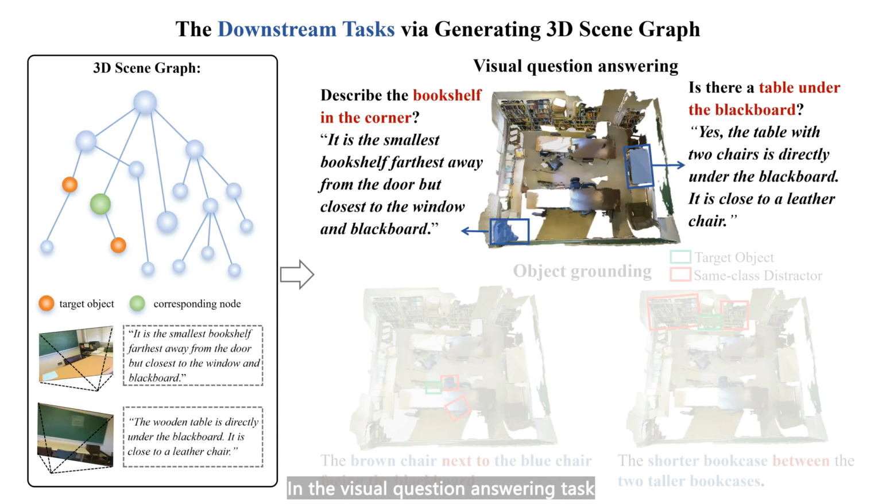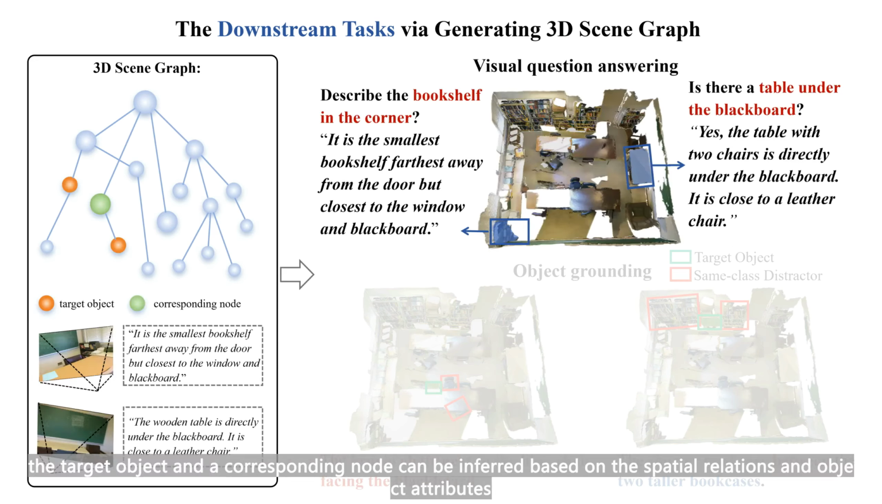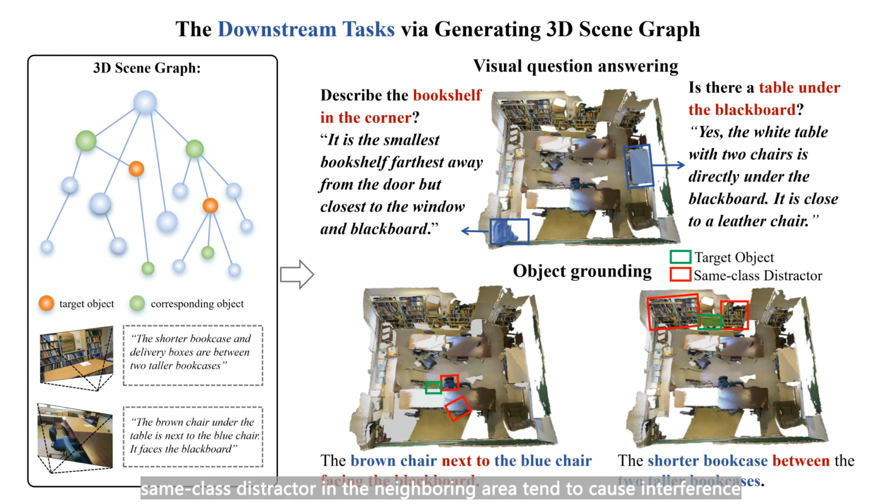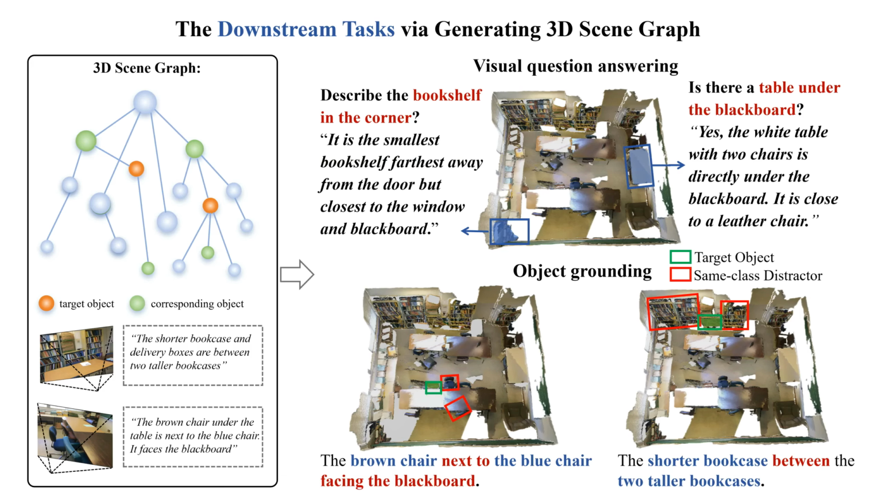In the visual question answering task, the target object and the corresponding node can be inferred based on the spatial relations and object attributes. In the object grounding task, same class distractors in the neighboring area tend to cause interference. GaussianGraph can eliminate distractors through accurate 3D relationships in the scene graph.